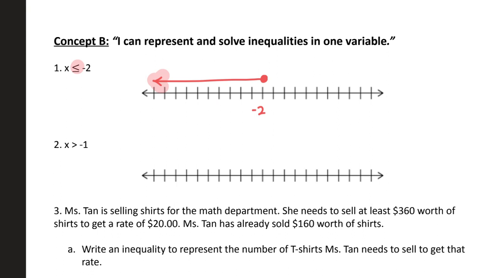I'm not going to put more numbers on the number line just because I think we get the point here. Number 2 says x is greater than -1. So again, we're going to put -1 on our number line. I'm going to use an open circle for this one since it's just greater than and it does not include -1, and greater than would be to the right. And again, a way that you can check is that your arrowhead should be going in the same direction as your inequality.